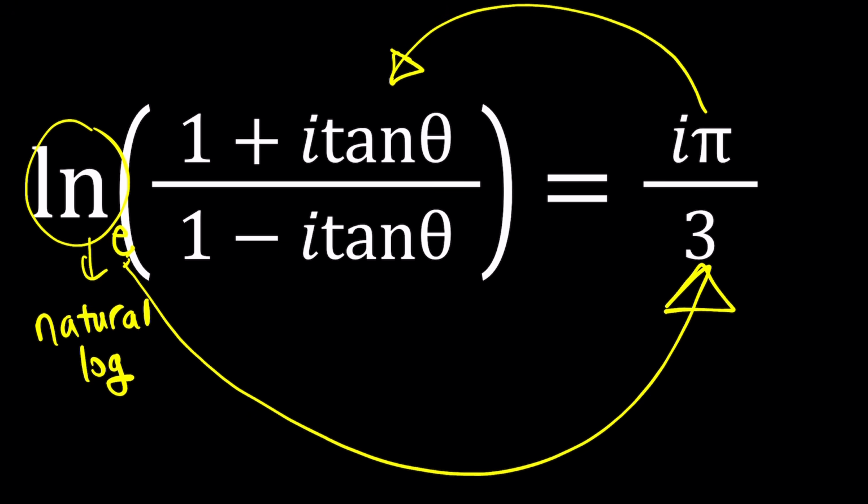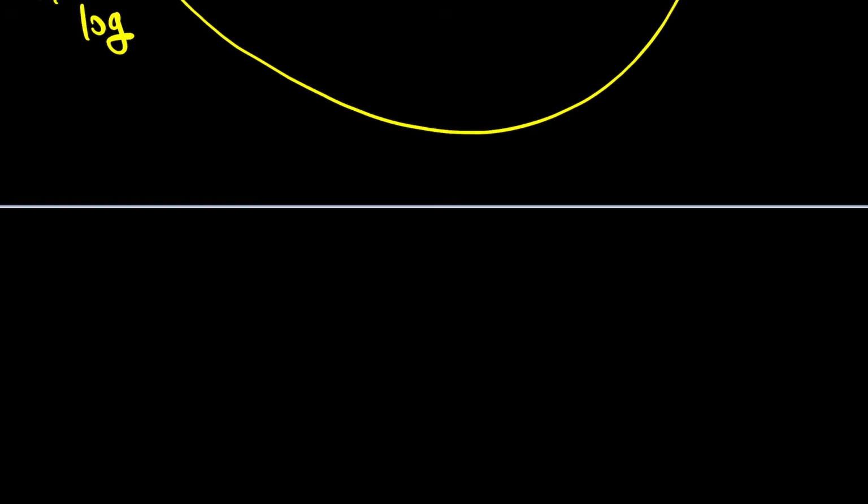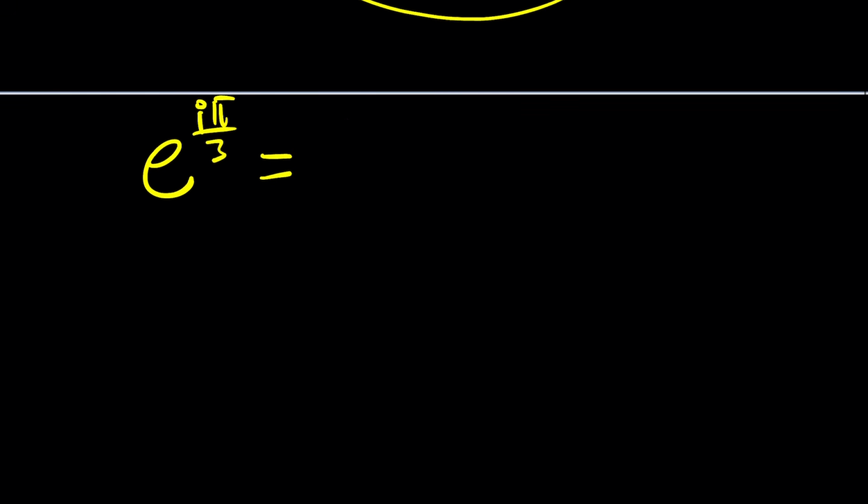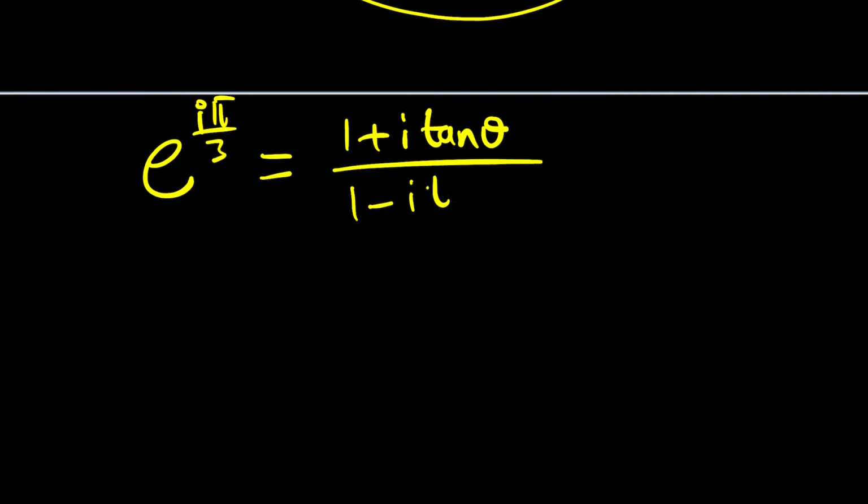Now, where do we go from here? Well, we start with e to the power that. So e to the power i pi over 3 is equal to the expression inside the parentheses, 1 plus i tangent theta divided by 1 minus i times tangent theta. Okay, you might be asking, okay, fine, but what about this, right? There's a couple things we need to talk about.